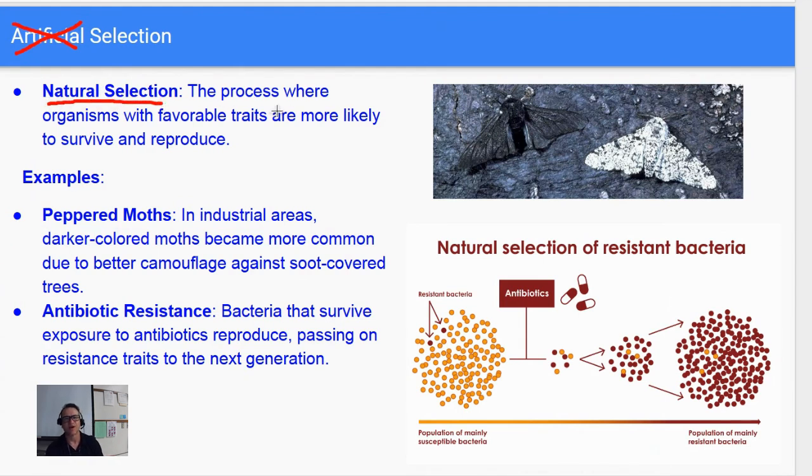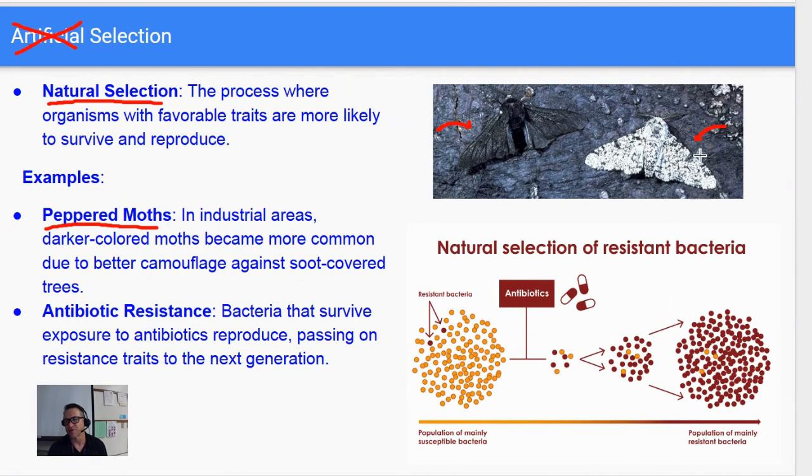So that's a process where organisms with favorable traits, remember those are called adaptations, they're more likely to survive, so they're more likely to reproduce, and they're more likely to pass on their traits to the next generation. So a classic example is the peppered moths. So you can see they come in two varieties. They come in a dark variety and a light variety.